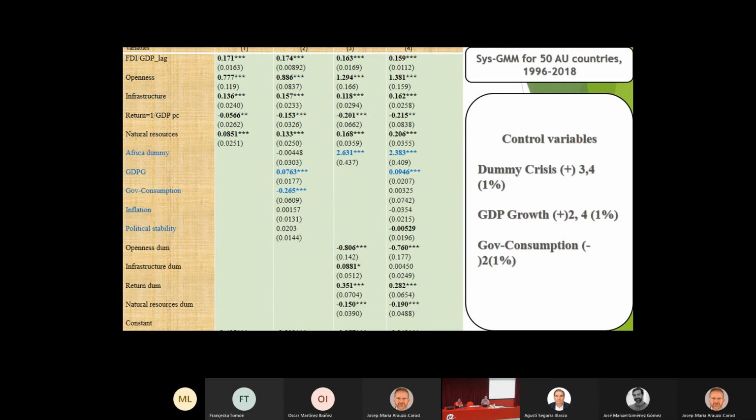The second slide, control variables. Dummy crisis here: we separated by dummy crisis, 1996 until 2007, and 2008 until 2018. So I separated here with a dummy variable, with the African dummy. Dummy crisis is positive in columns 3 and 4 at 1%. GDP growth is positive in the two columns at 1%. Government consumption is negative in the second column at 1%.